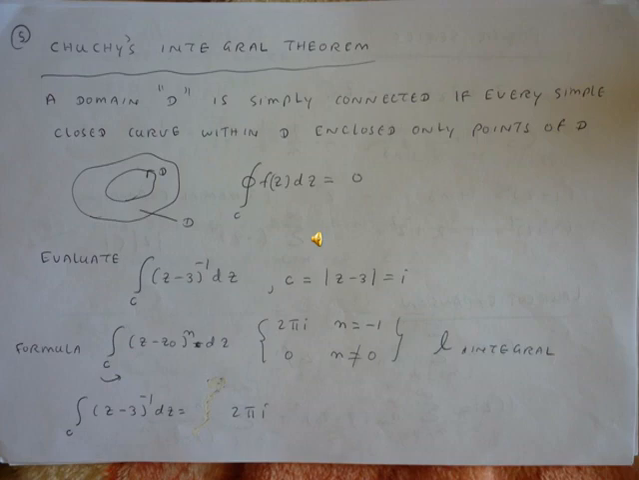Evaluate the circle integral of (z minus 3) power minus 1 dz, where C is the magnitude of z minus 3 equal to 1. The formula we can write is the integral over C of (z minus z0) power n dz. When the n value is minus 1, the whole value will be 2πi. When n is not equal to minus 1, the value will be 0. So this is a line integral. Therefore, we substitute into the equation: the line integral over C of (z minus 3) power minus 1 dz, and then we can simply write the answer 2πi.